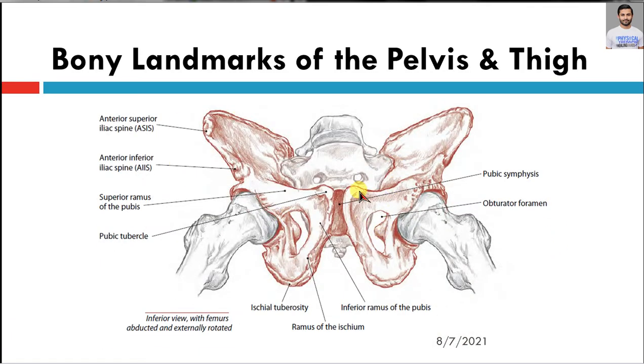This is another view, the detailed view from the inferior aspect, and here you can see the pubic tubercle, which can be palpated just below the umbilical region, and then the symphysis pubis can also be palpated. The anterior superior iliac spine and anterior inferior iliac spine can be palpated.